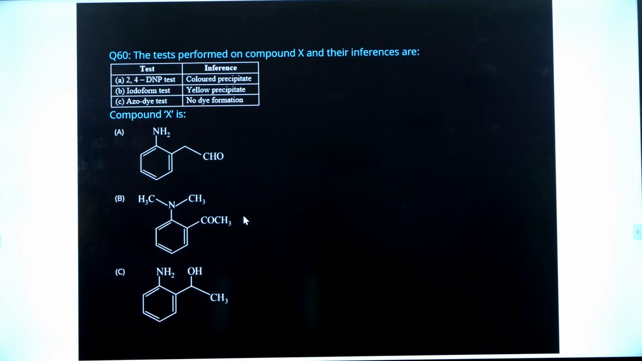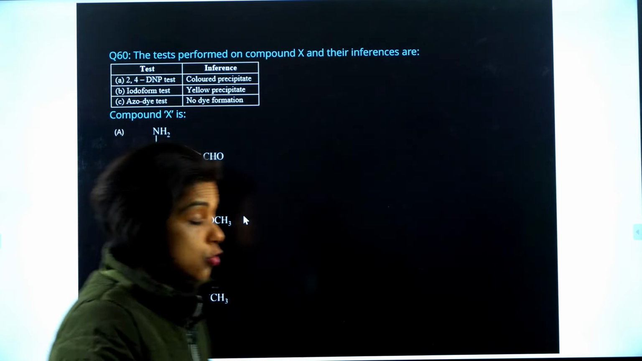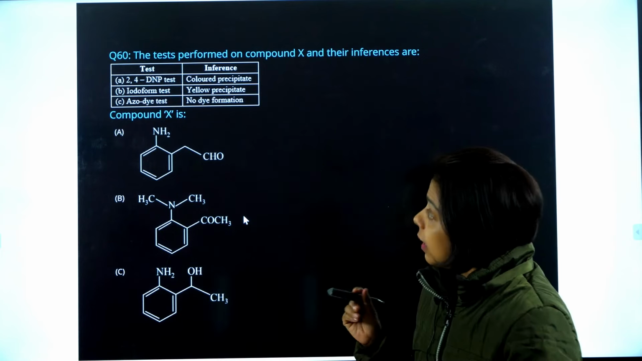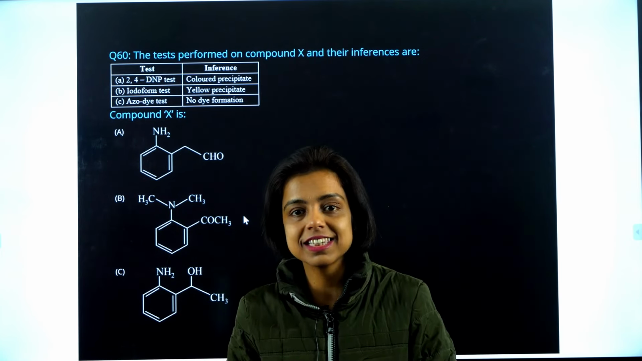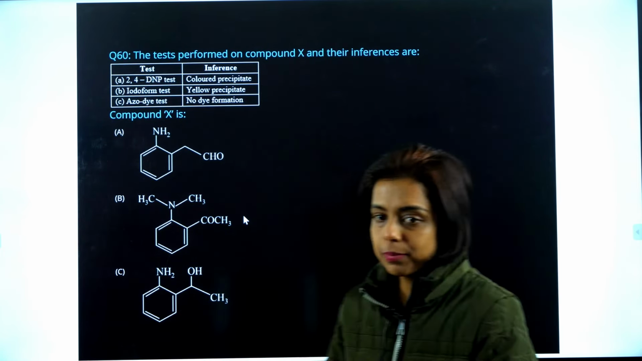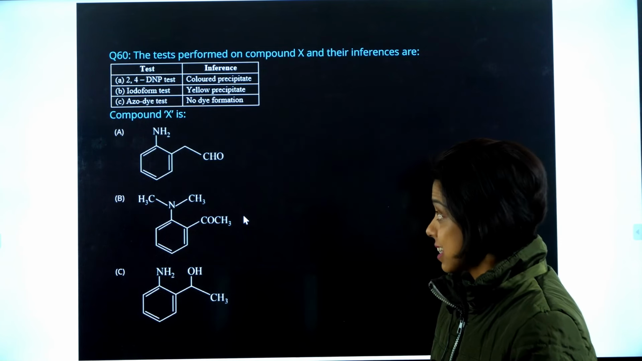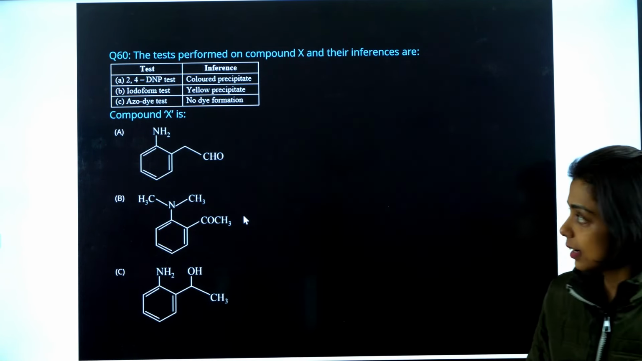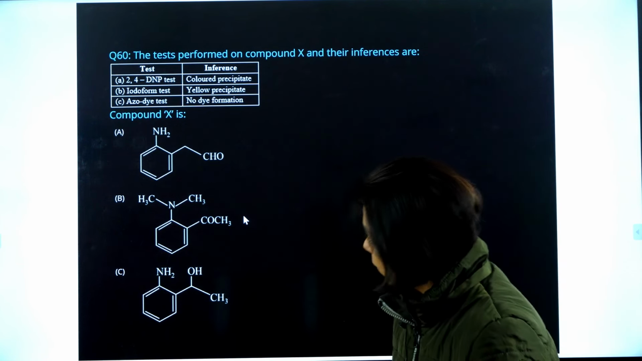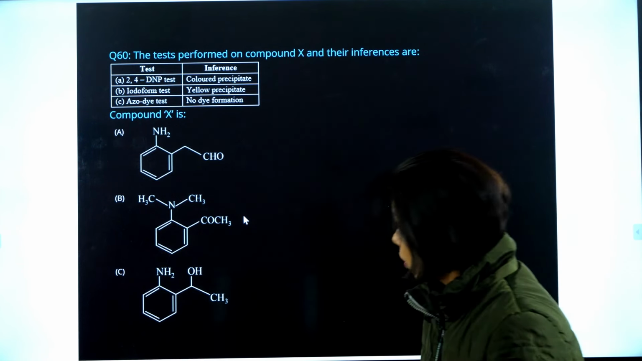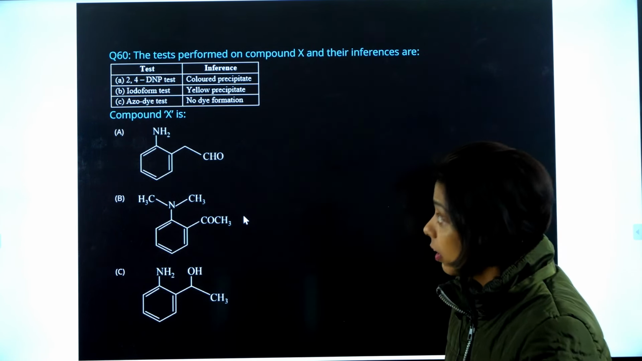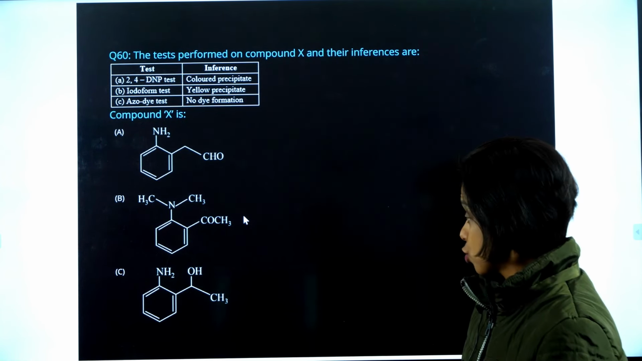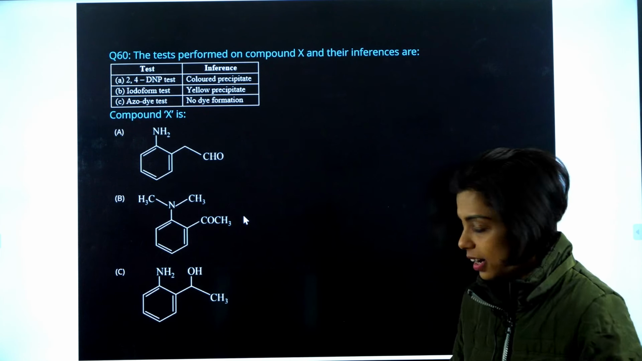Now the sixth question. Okay, so the 2,4 DNP test is given by the carbonyl group, C double bond O. Next, the iodoform test, right? CH3 C double bond O gives the iodoform test. Then the azo dye test. Let's see which will give the following tests. They are giving the DNP test, they are giving the iodoform test, but they are not giving the azo dye test. So there has to be a carbonyl group, there has to be a COCH3, right?